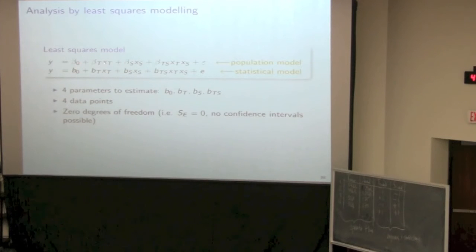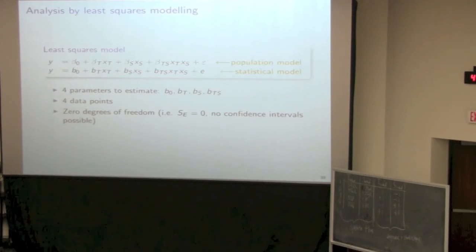Temperature, beta T, the effective substrate layer S. And then this is the new term that we're going to add in. We're going to estimate a term here that quantifies the interaction between the temperature and the substrate. So we're going to have to estimate four parameters, V0, VT, VS, VTS. Four parameters, in other words, four unknowns.